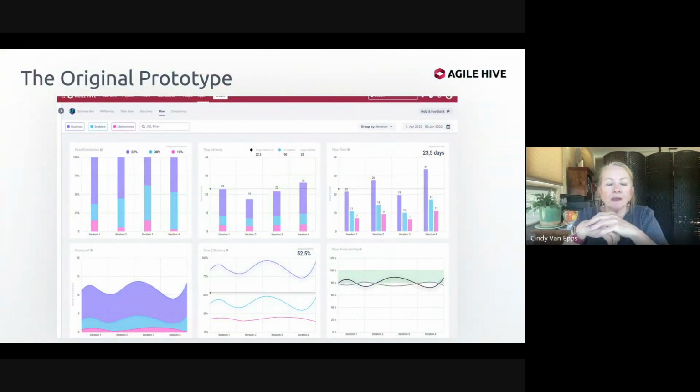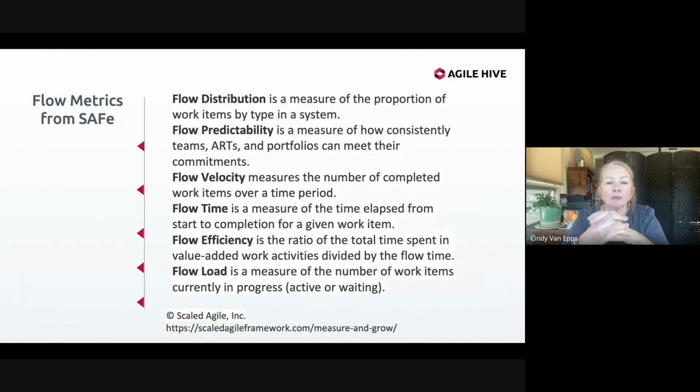This was a prototype that the previous product manager built some time back. And so now as we're starting to get some traction and some completion of some essential functionality in Agile Hive Cloud, we are starting to look forward to some more innovative things like flow metrics. So that was the original prototype.